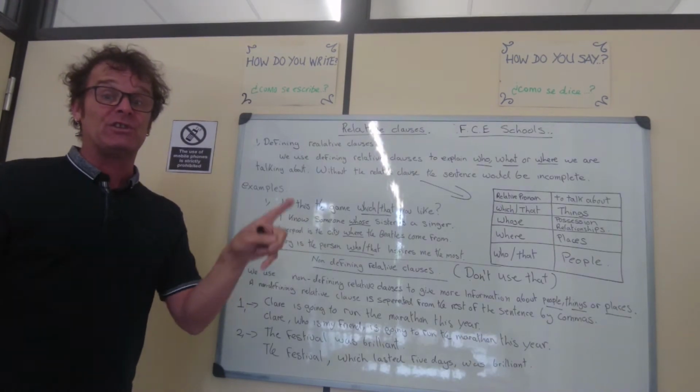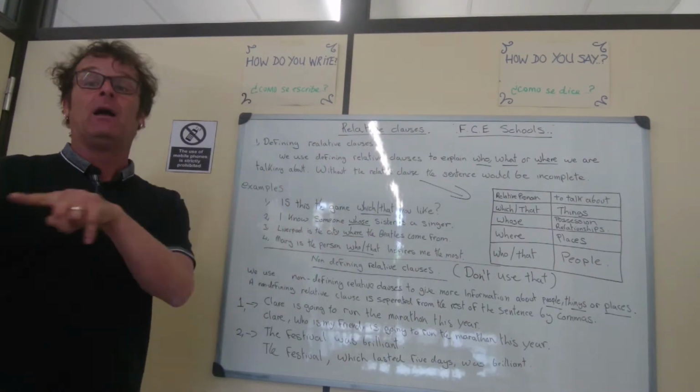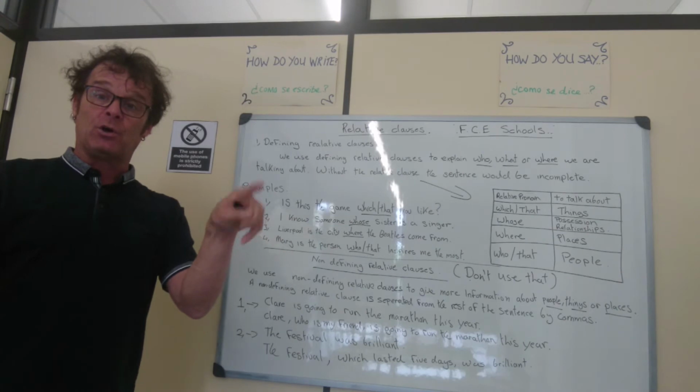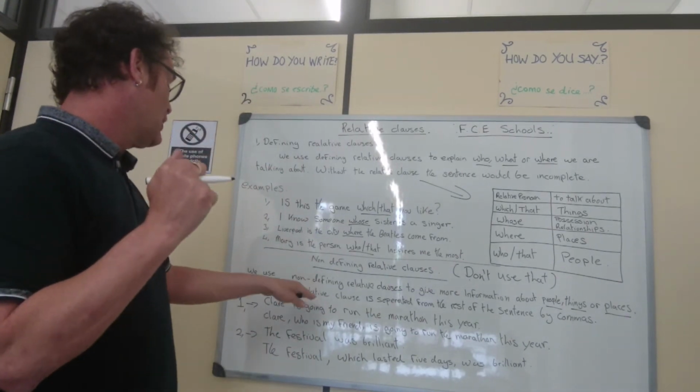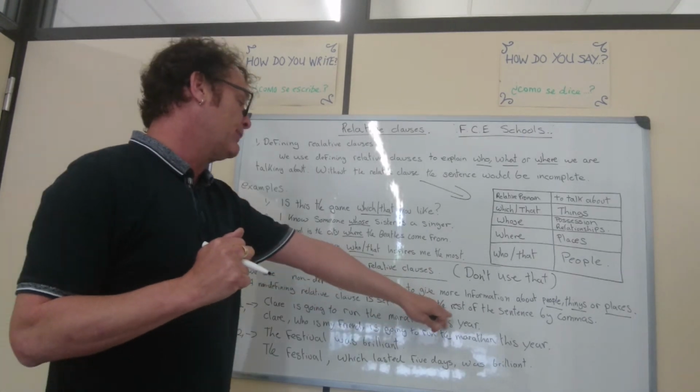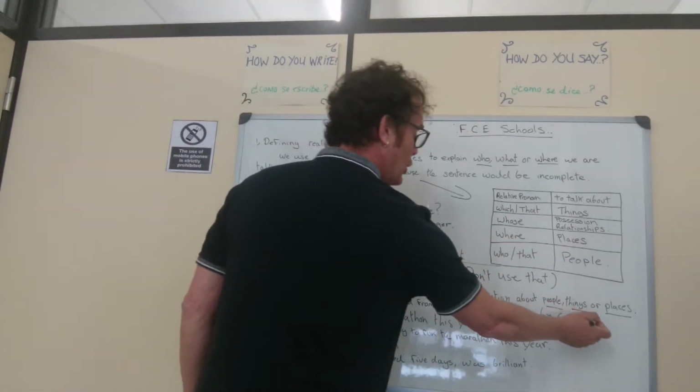It's the same as doing a conditional sentence: if, but, comma, and off we go. But we put the clause in the middle of the sentence and then we finish. So the relative clause is separated from the rest of the sentence by commas.